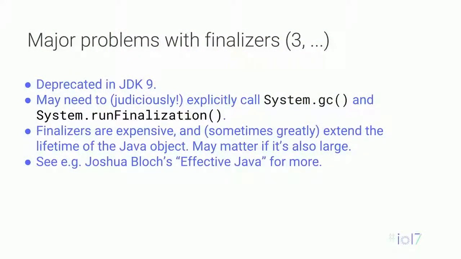There's a more subtle issue: sometimes finalizers actually extend the lifetime of the Java object for another garbage collection cycle, which means for a generational garbage collector, they may cause it to survive into the old generation, and the lifetime may be greatly extended as a result of just having a finalizer. And there are other issues, which I won't go into here.